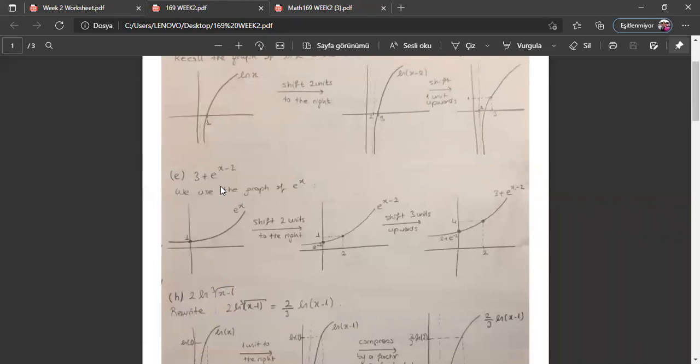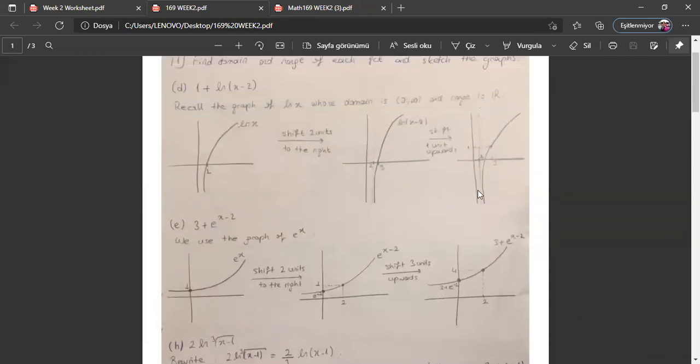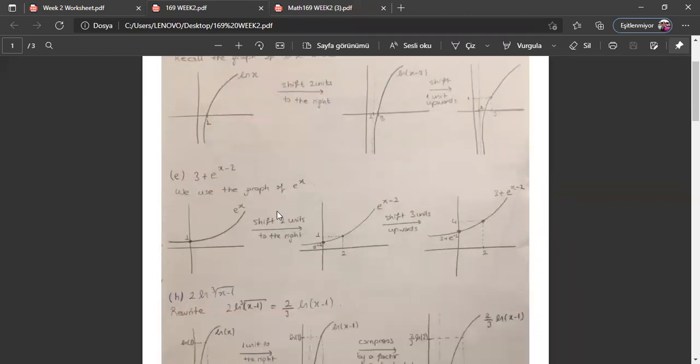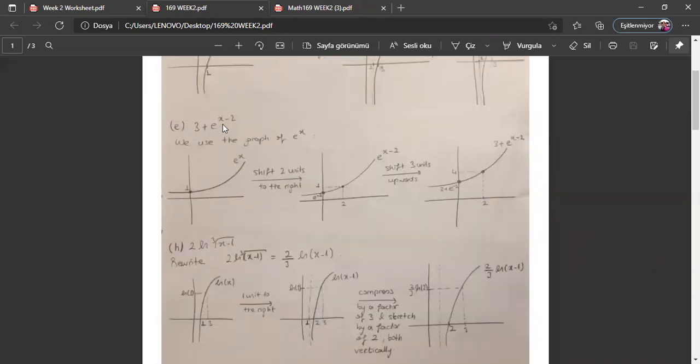Now, what about this one? Of course, the range is the same as ln of x, right? You see, it's R. All right, for that one, what do we need to do? We first note the graph of e to the x. We know that already from the first week. So to find e to the x minus 2, we need to shift this graph 2 units to the right again. So here we have this graph.